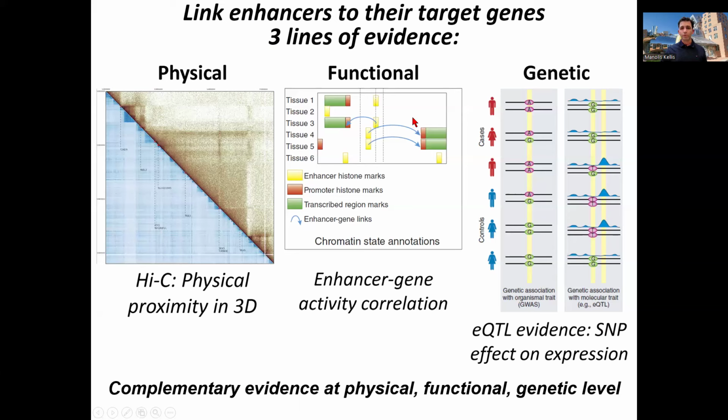So these are two types of links. One of them is functional, based on activity. The other one is genetic, based on EQTL effects. And the third one is based on physical interactions. This is based on the looping of the genome in 3 dimensions, okay? So this is where chromatin conformation capture comes in.